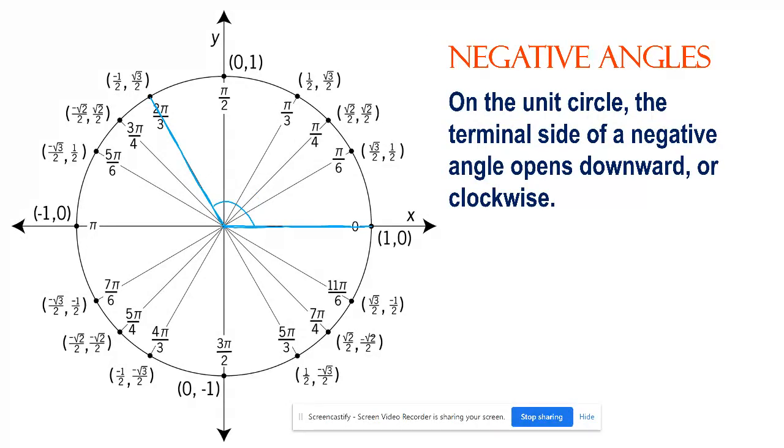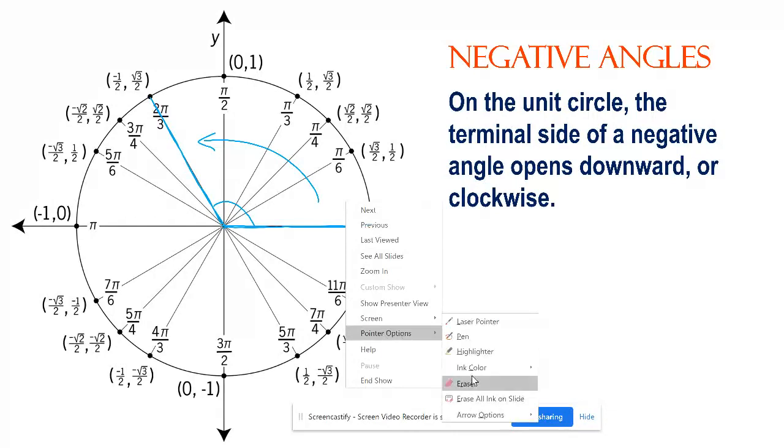Well, if I want to do a negative angle, I'm going to do the same thing, except I'm going to go in the other direction. So for my normal angles, when I have a positive measure for my angle, I go counterclockwise. I start at the x-axis and go counterclockwise around the circle. If I want to do a negative angle, I'm going to go the other direction. I'm going to go downward. I'm going to go clockwise. So let me just switch colors here so it'll stand out a little bit better.